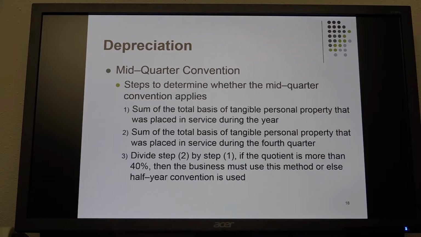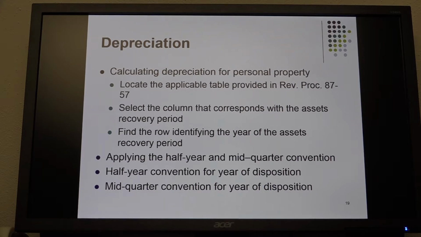I expect you to know the 40% rule, and I expect you to know why they have this rule. But other than that, I wouldn't worry too much about these steps, because you don't really need to know that, at least right now.